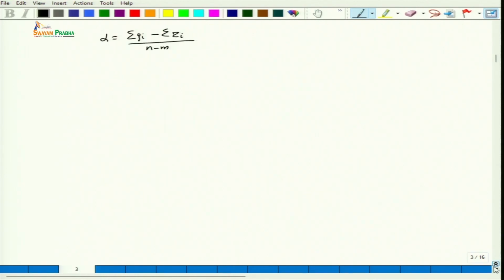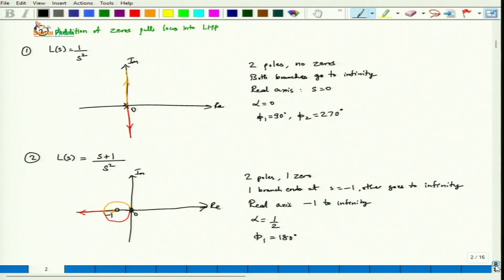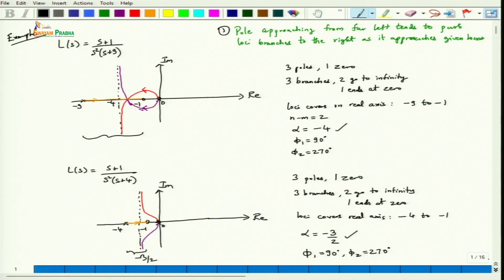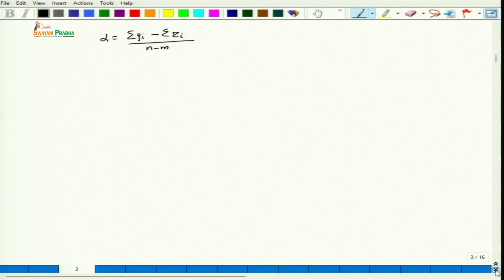And now we are going to use these two observations and what we have concluded here, which will help us in the design of controllers. So far we have seen root locus. Now let us see how we can design controllers using that. So first we'll start with an example.